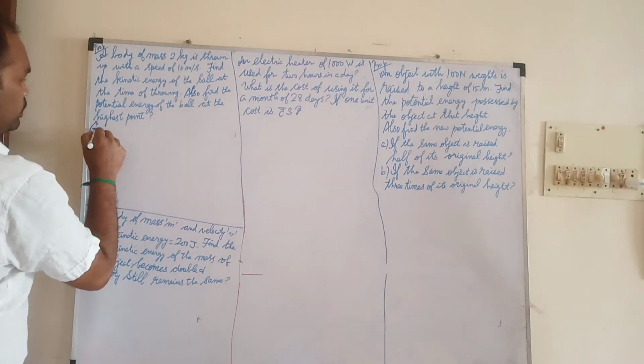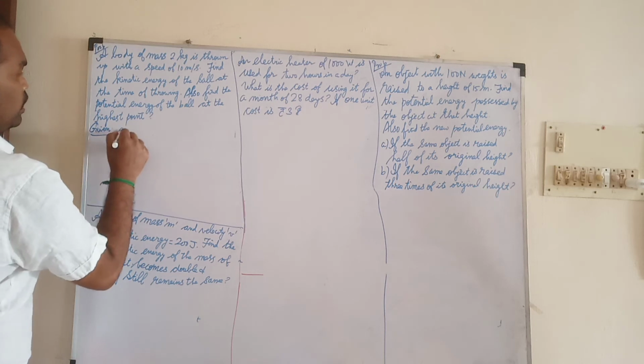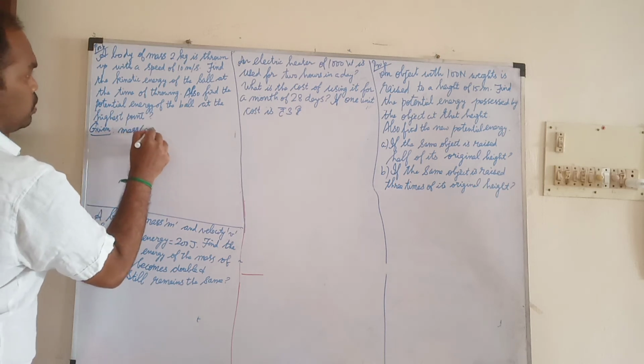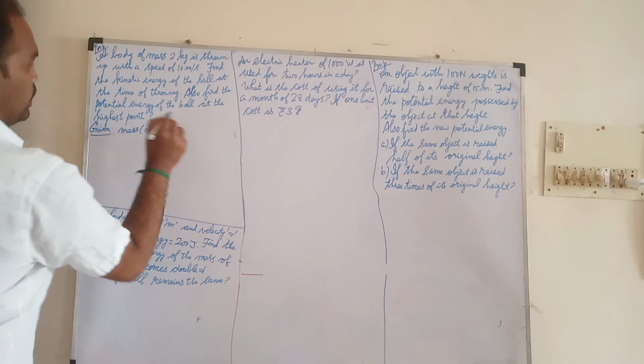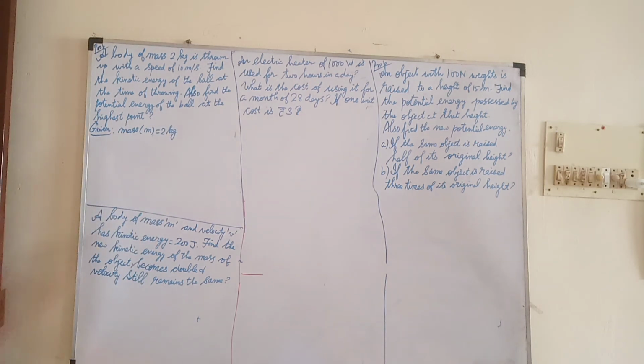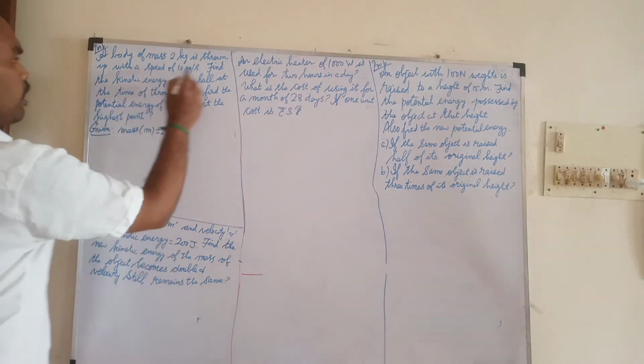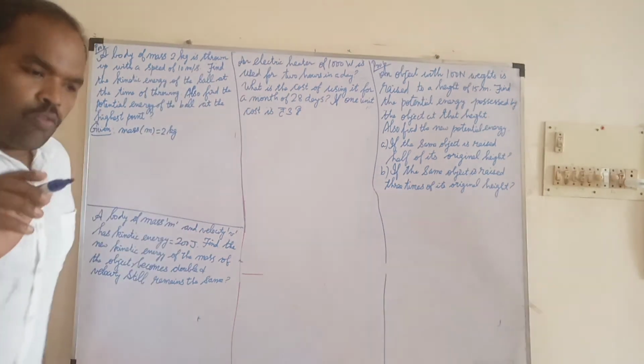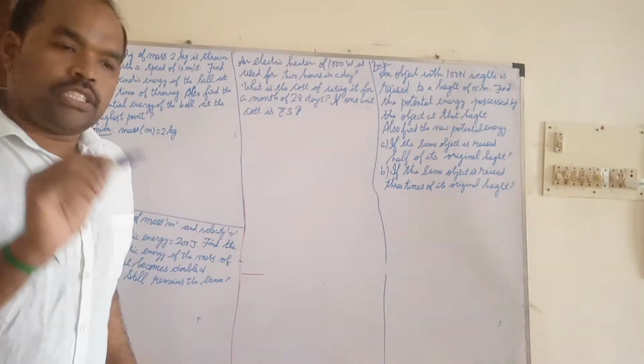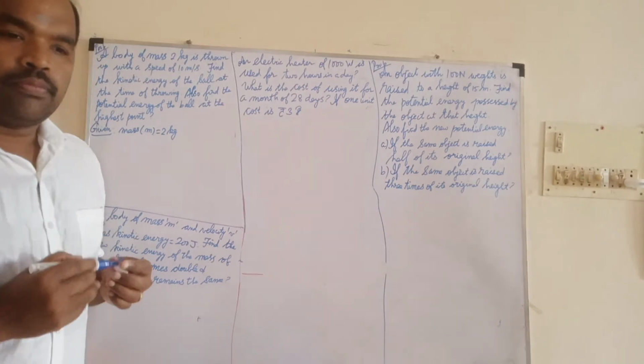So what have they given? Mass is equal to 2 kg. It is thrown up with a speed of how much? 10 meter per second. Then next, what do we need to find? The kinetic energy of the ball at the time of throwing. Also find the potential energy of the ball at the highest point. Meter per second belongs to which unit?